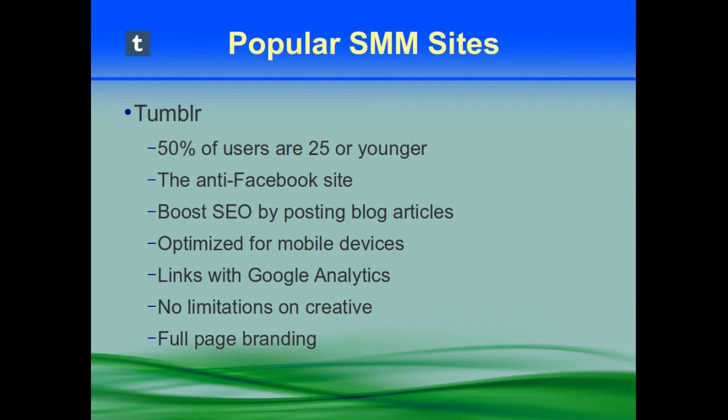Tumblr is also great for search engine optimization. With Tumblr, you aren't limited to any amount of characters, you aren't limited to graphics or videos or anything. You can post anything to it. And people typically post their blog information. So those informational articles can be posted to Tumblr and get a broader reach.